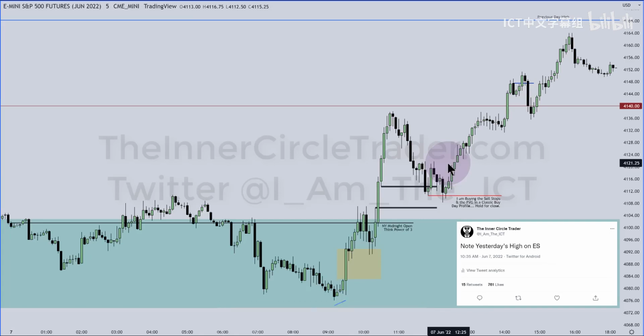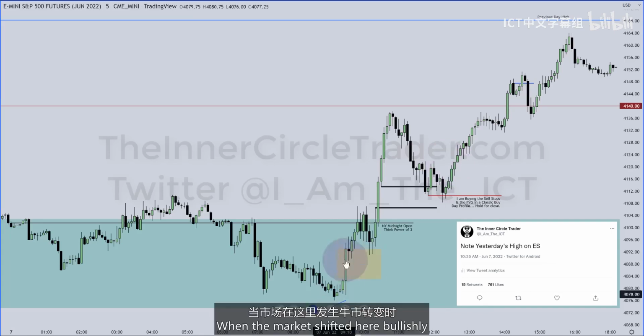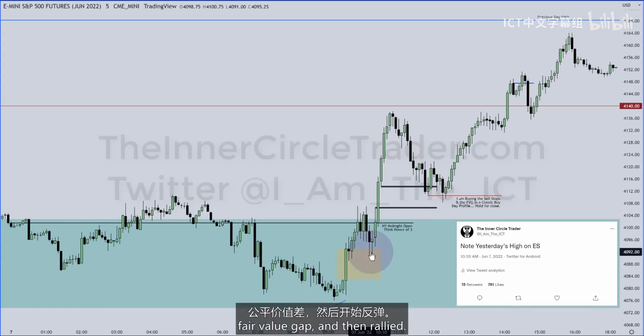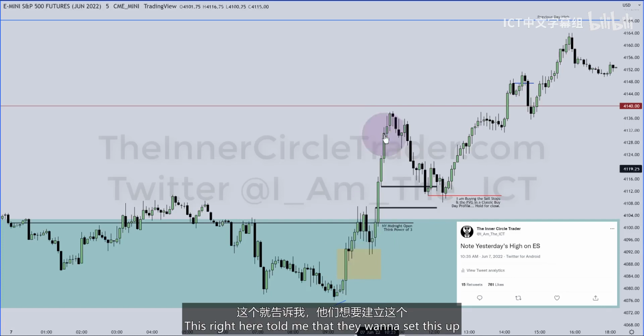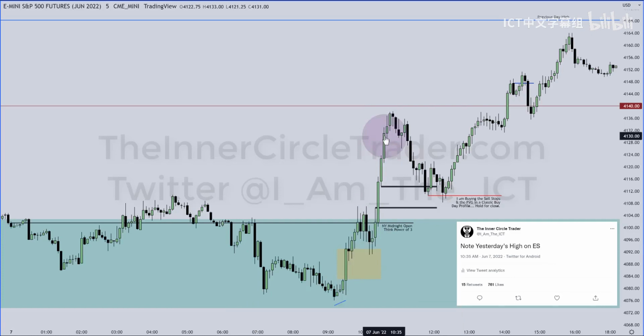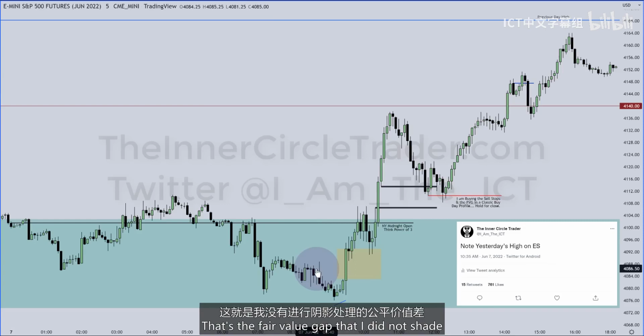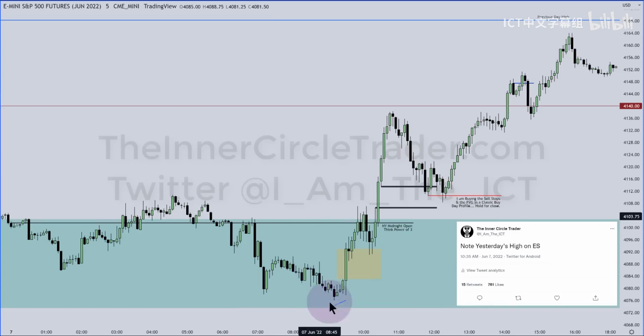Okay, so let's talk a little bit about narrative. When the market shifted here bullishly and it came back down into that 50-minute time frame fair value gap and then rallied, this right here told me that they want to set this up for a bullish run in the afternoon. Why? Go back to that daily chart. Remember, we were inside this shaded area here. That's the fair value gap that I did not shade when we were looking at the daily chart naked at the beginning of the video.